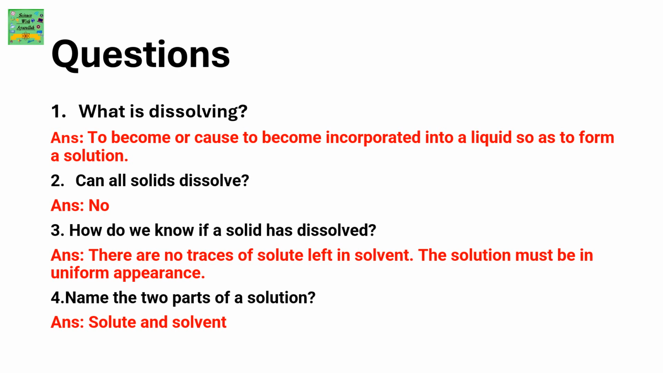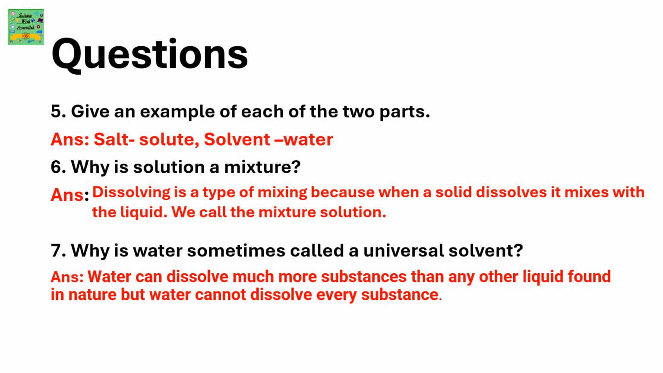Name the two parts of a solution. Give an example of each of the two parts. Salt is solute and solvent is water. Why is a solution a mixture? Dissolving is a type of mixing because when a solid dissolves, it mixes with the liquid. We call this mixture a solution. Why is water sometimes called a universal solvent? That is because water can dissolve many more substances than any other liquid found in nature, but water cannot dissolve every substance.